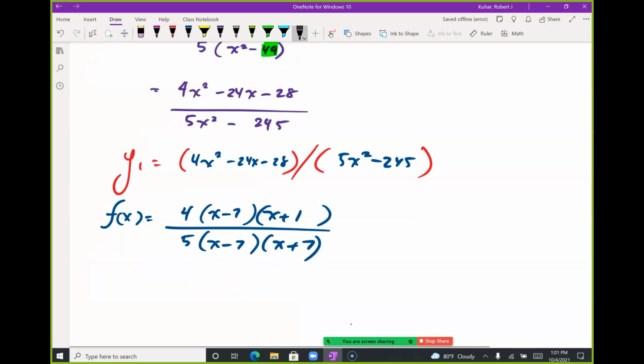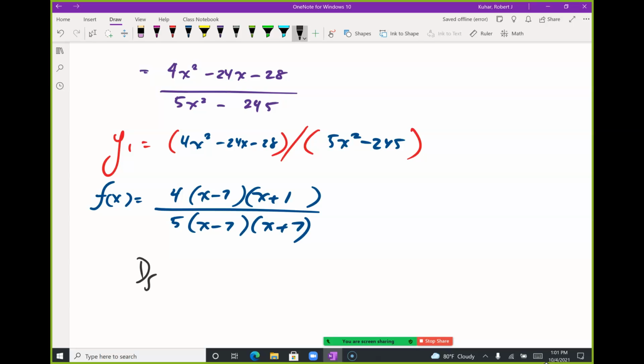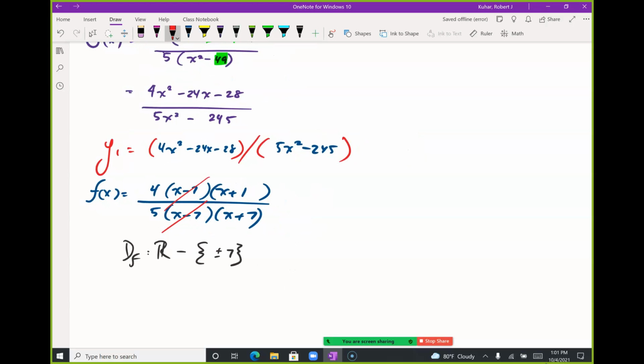Now notice this is my factored form, and from here I get my domain, right? My domain here is what? All reals minus plus or minus 7, right? But if I can see that I have a repeated factor that cancels, I still want to adopt my domain for my reduced version of this, which is 4 times x plus 1 over 5 times x plus 7. I have to consider the domain of the original function. Even if I reduce, I have to keep that domain of the original function.